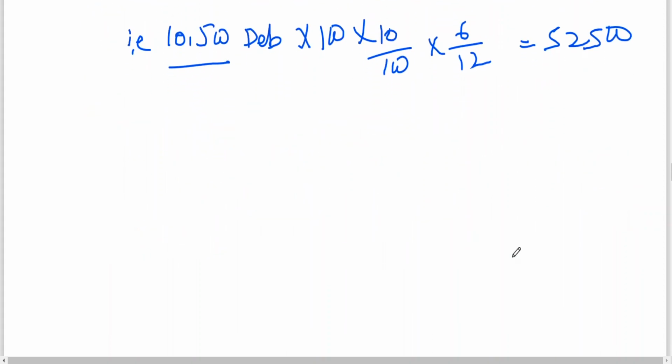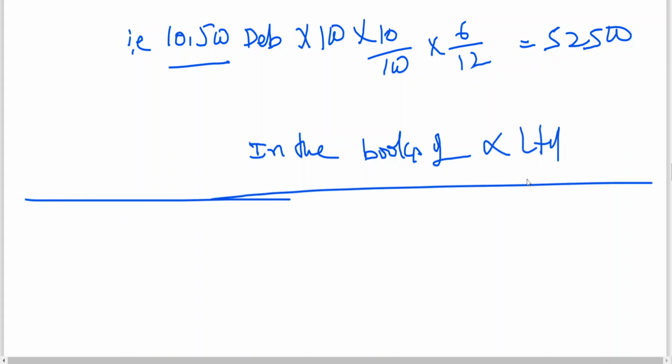Then this is to be arranged in a ledger account. Suppose the books of X Limited.